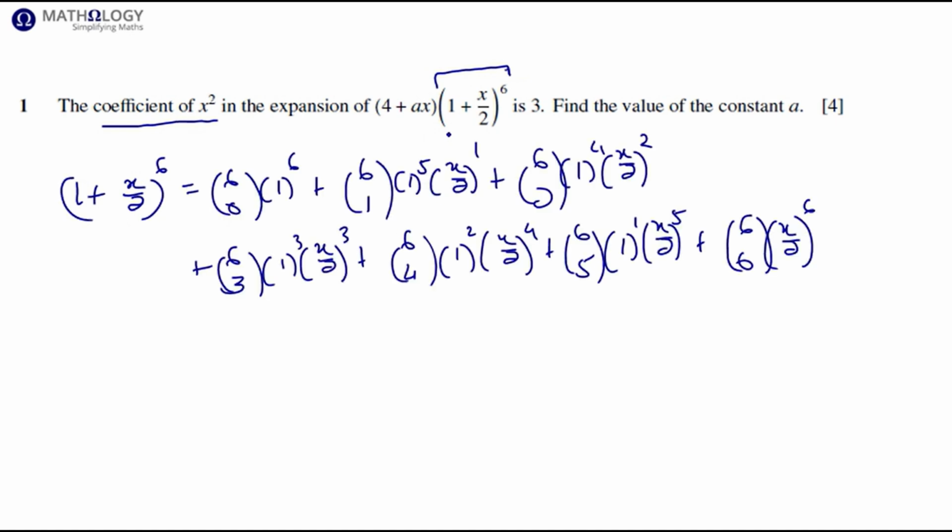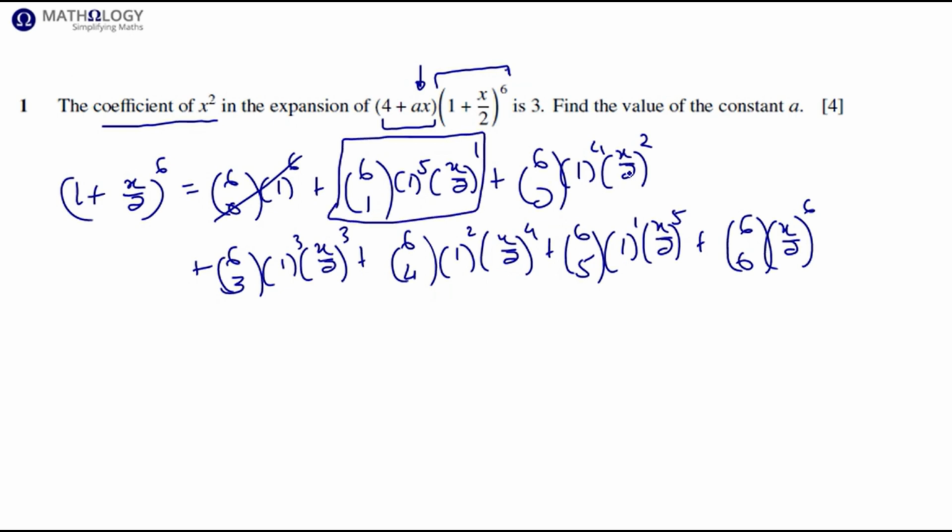So we have the expansion of this binomial. We are only interested in the terms that will give us a term in x squared once we've multiplied by this binomial 4 + ax. The first term in the expansion doesn't contain a term in x, so we can disregard that. The second term has a term in x, and when we multiply that by the x in this first binomial, we are going to get an x squared. So we are interested in this term here.